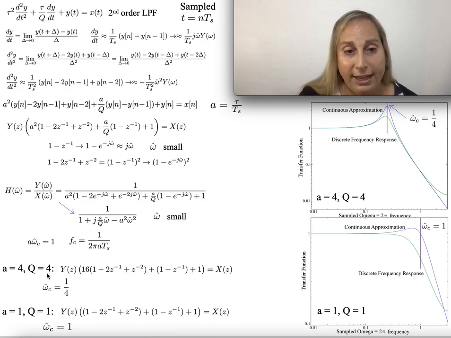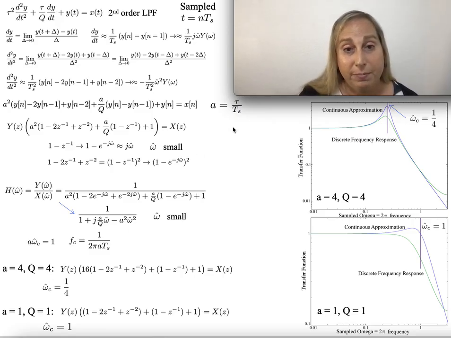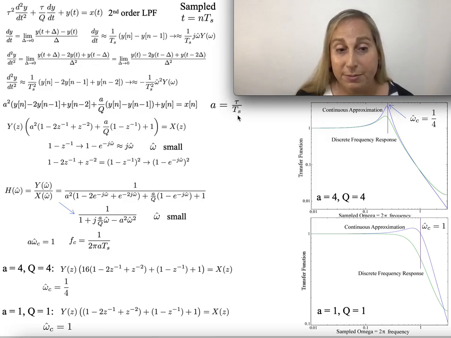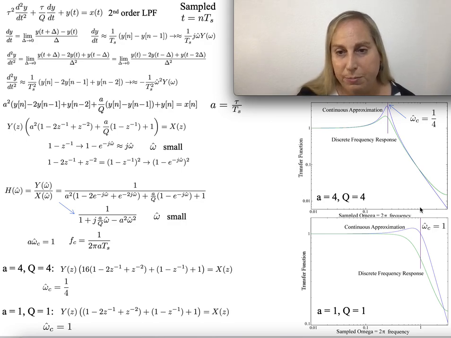One where A is 4 and Q is 4. A being 4 means my sampling time is 4 times the time constant. And A being 1 means my sampling is right at the time constant. And I pick Q equal to 4 and 1 just to illustrate some interesting pieces here. And what you notice is, if I look at the frequency response and plot it in log of sampled omega versus transfer function, this is going to go up to pi, which is why it stops at 3-ish or so, because that's where it's going to stop.